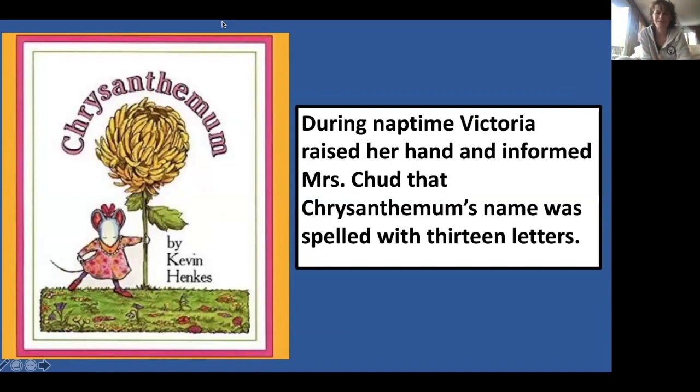So let me read it to you. During nap time, Victoria raised her hand and informed Mrs. Chudd that Chrysanthemum's name was spelled with 13 letters. So I notice what Kevin Henkes did right here in this sentence to use capital letters. That's one step I do. My first step is to notice.